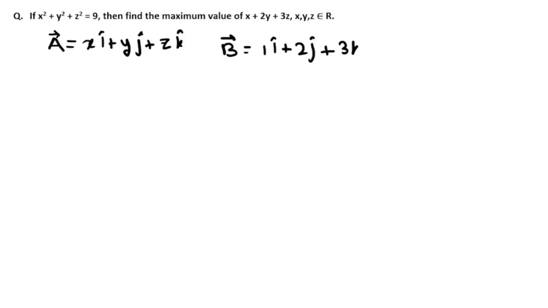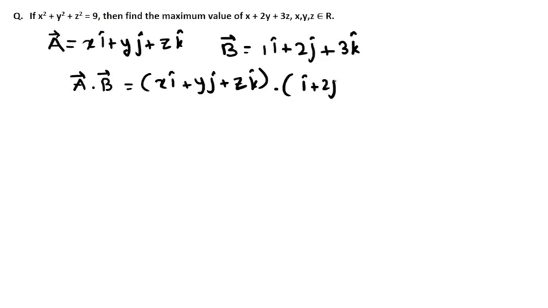Now let us find out the dot product of A and B, that is A dot B. This will be given by x i cap plus y j cap plus z k cap, dot product with i cap plus 2 j cap plus 3 k cap.